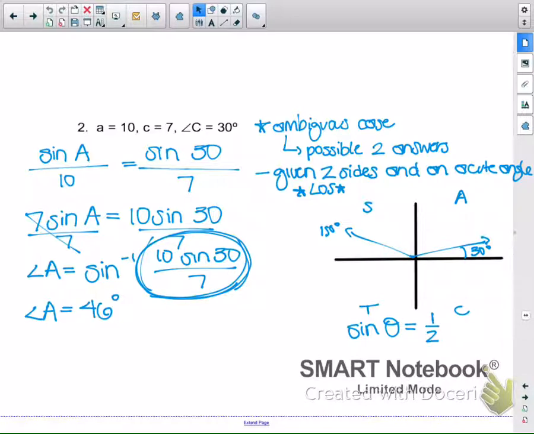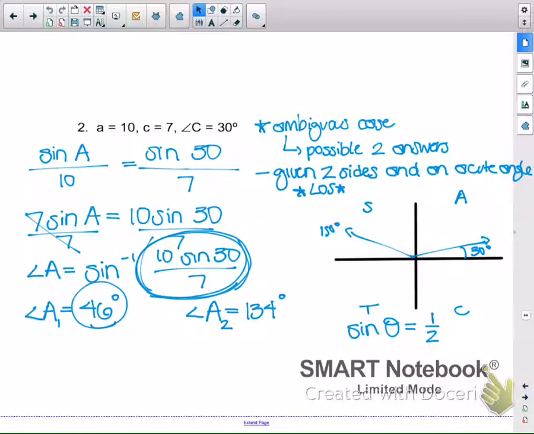We just did 180 minus that angle that we just found. We did minus 30 because that's what we found. Well, in this case, my other possibility for angle A, I'm going to get that by subtracting this from 180. I'm going to call this one A1 and this one A2. If I subtract 46 degrees from 180, what do I get for my other possibility for angle A?